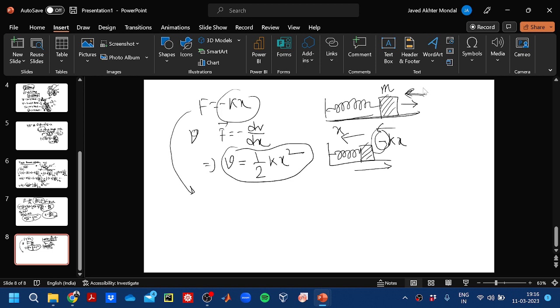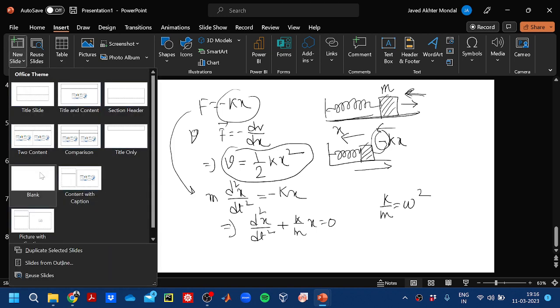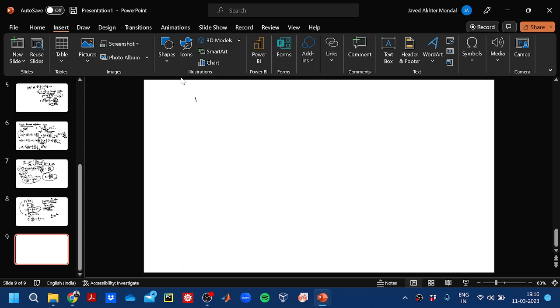So what will be the solution for this? From Newton's second law, we can write m d2x/dt squared, the force acting on this is minus kx. So we can write d2x/dt squared plus k by m x equals 0. Now what will be the solution of this equation? Let us consider this k by m to be omega squared. Then we will have d2x/dt squared plus omega squared x equal to 0.